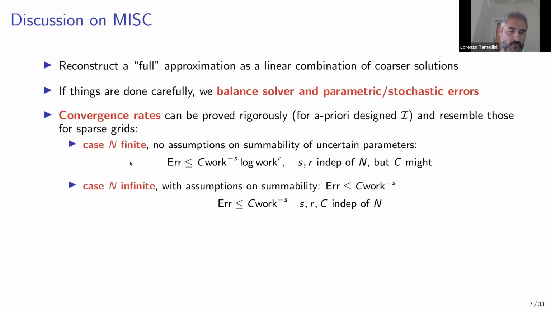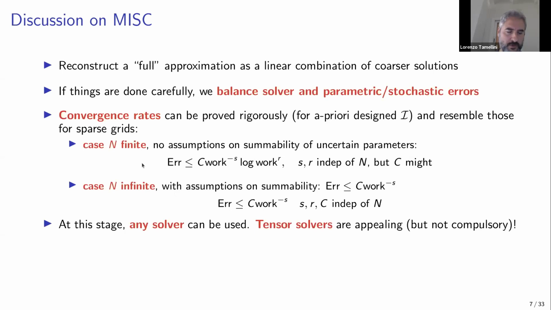And they look as they should, so they look pretty much like sparse grids convergence results. We have 2 different flavors. One is for finitely many random parameters. One is for infinitely many random parameters. And yeah, I wouldn't go much deeper into this.